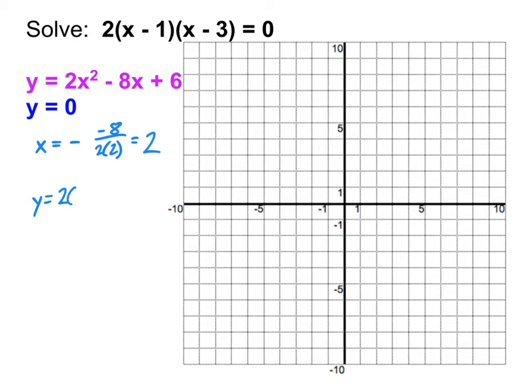All right. Once we have that, of course, we plug that back into the original equation to figure out what the y would be. So we're going to be doing 2 times 2 squared. Remember, when doing that 2 times 2 squared, we have to do the 2 squared first, exponents first, and then multiply by the other 2. And so that's going to give us 8 minus 16 plus 6, which is negative 2. So your first point for this one is at 2, negative 2. Plot the point right there.